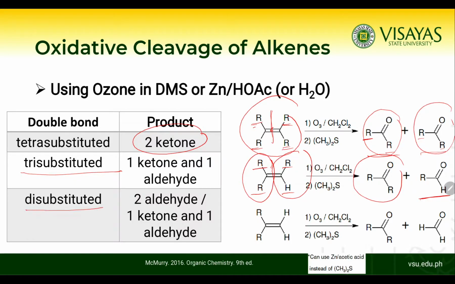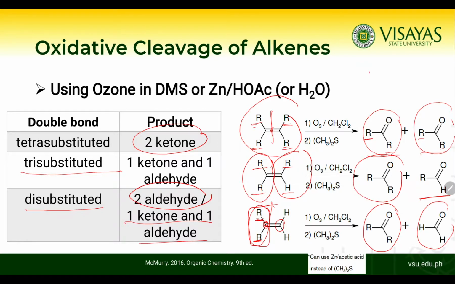Now, if you have a di-substituted double bond, an example of di-substituted is this one. We only have this carbon with two alkyl groups. The other carbon has no alkyl group. So, we have two alkyl groups for di-substituted. So, we can form, in this case, a ketone and an aldehyde. So, one ketone and one aldehyde.